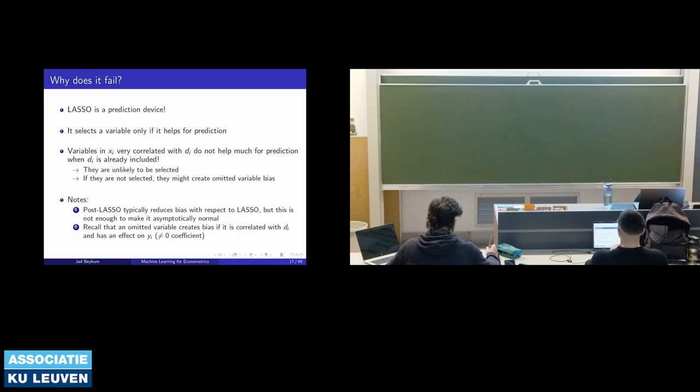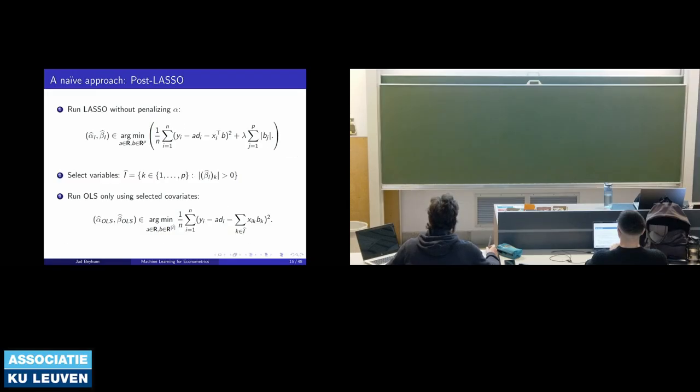But if you have a variable which is very correlated with di, it's not going to help you predict y. So the lasso is not going to select it, but still it can create a lot of omitted variable bias. So essentially what's happening here is that this lasso step is not selecting variables which are very correlated with di, and that's why it doesn't work.